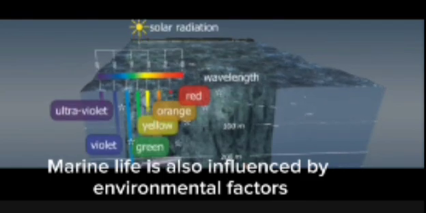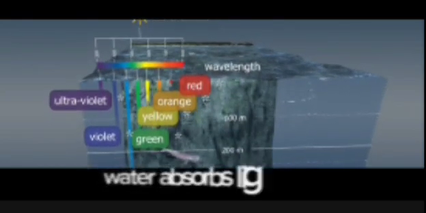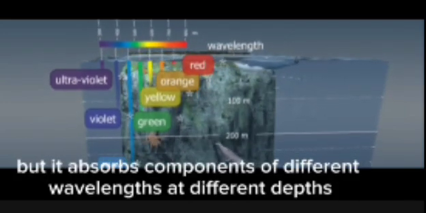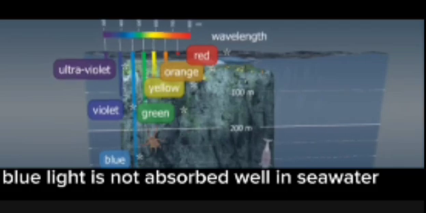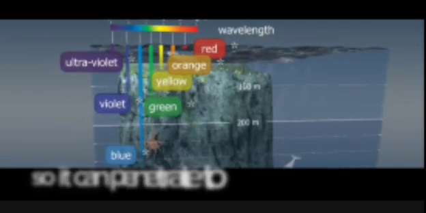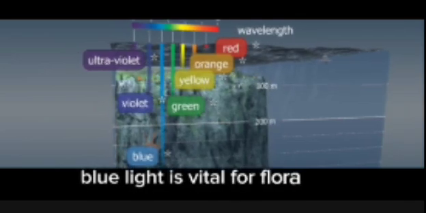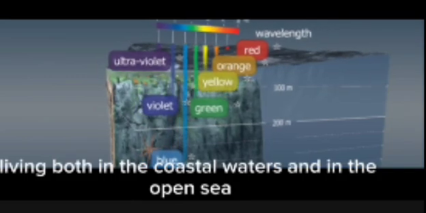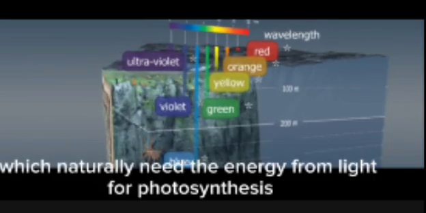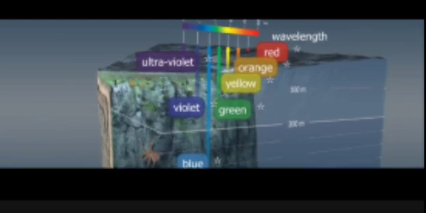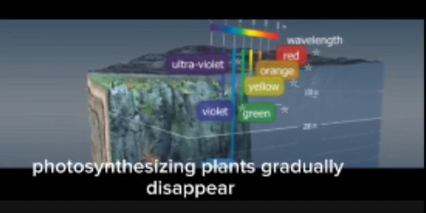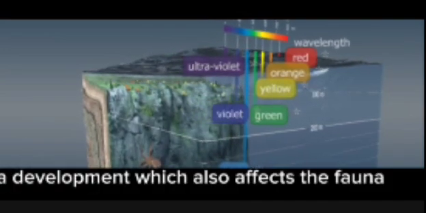Marine life is also influenced by environmental factors. Water absorbs light, but it absorbs components of different wavelengths at different depths. Blue light is not absorbed well in seawater, so it can penetrate to a great depth, and this is why seawater appears blue. Light is vital for flora living both in the coastal waters and in the open sea, which naturally need the energy from light for photosynthesis. As light becomes more and more scarce with depth, photosynthesizing plants gradually disappear, a development which also affects the fauna.